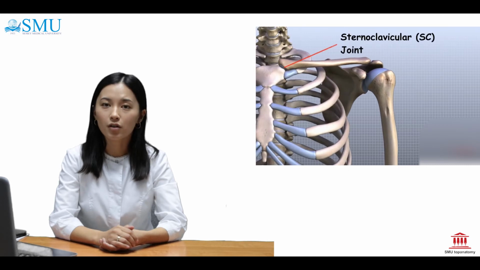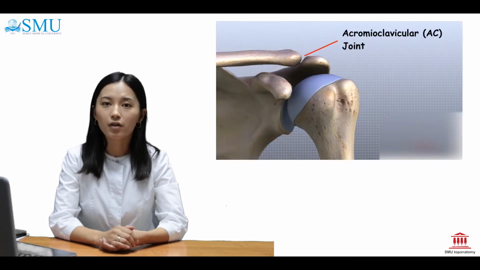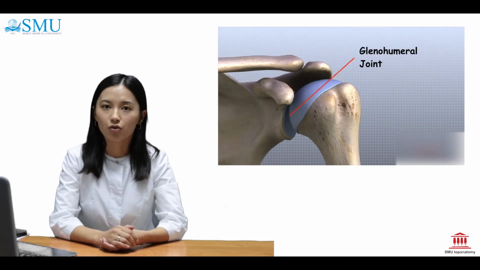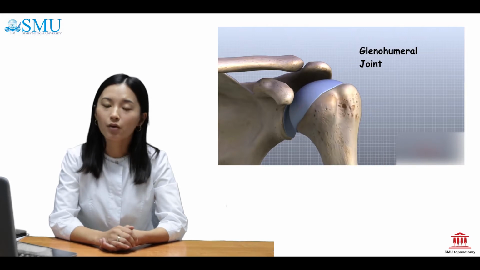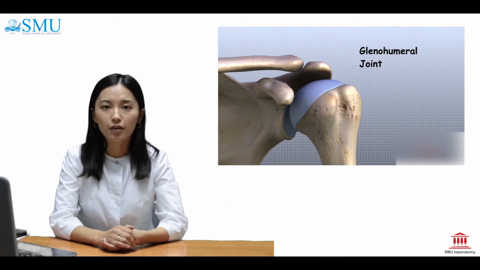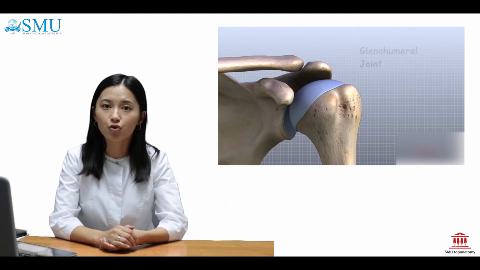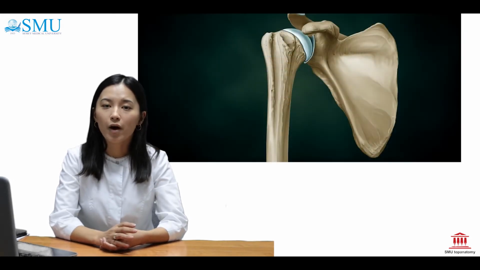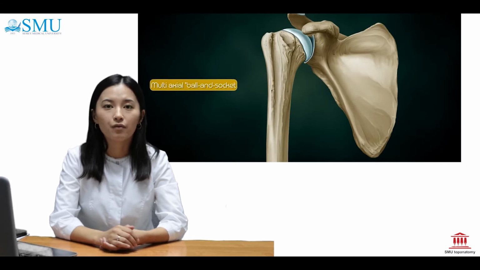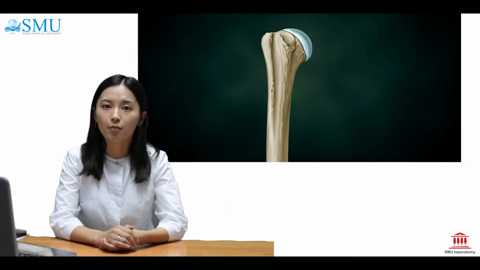There are 3 complex joints that form the shoulder joint. We have our sternoclavicular joint, acromioclavicular joint, and glenohumeral joint. Now we're going to talk about glenohumeral joint. Glenohumeral shoulder joint is a synovial ball and socket joint that allows wide range of movement. However, its mobility makes it unstable.